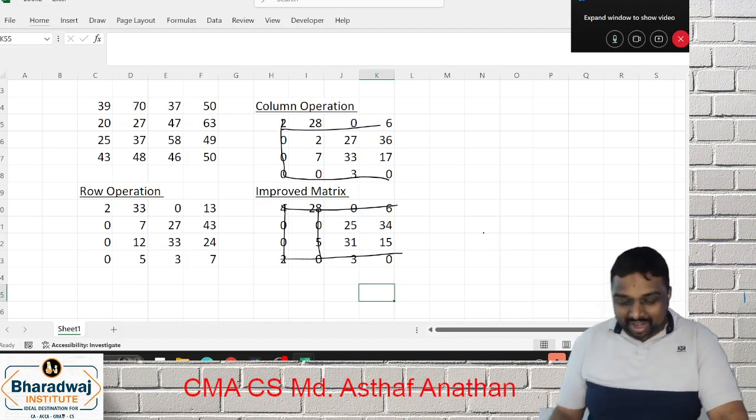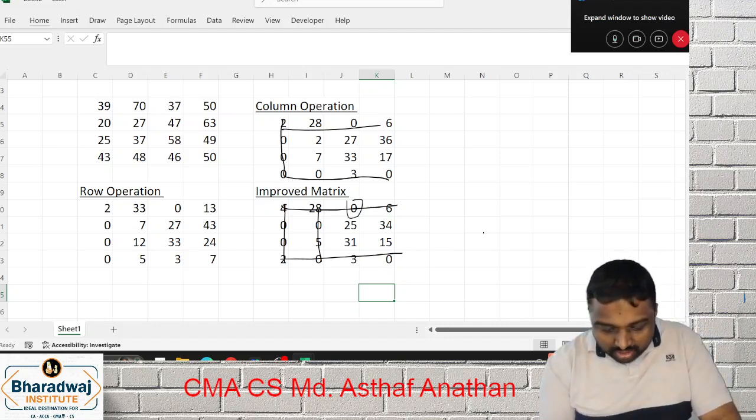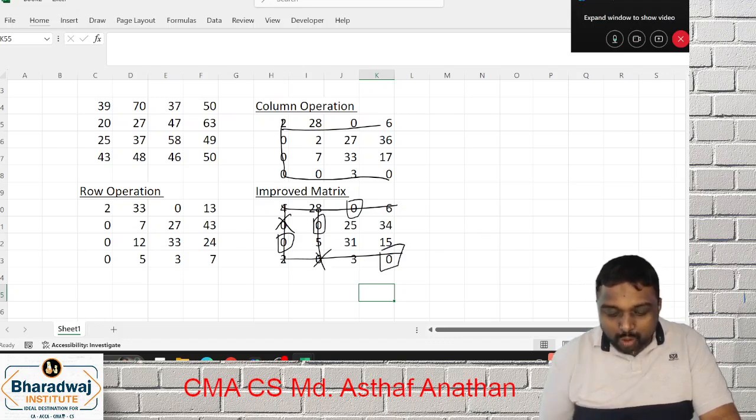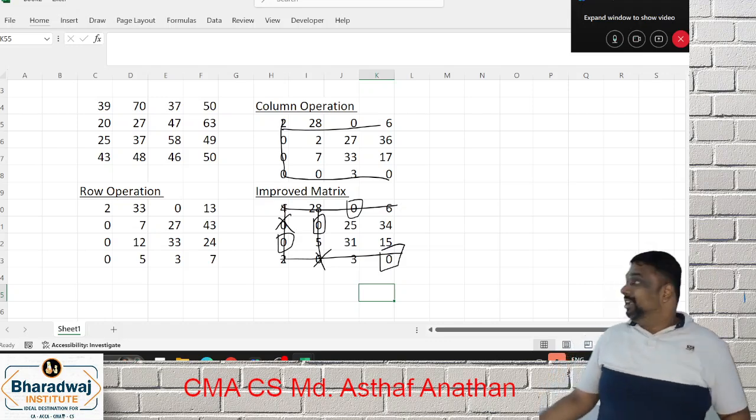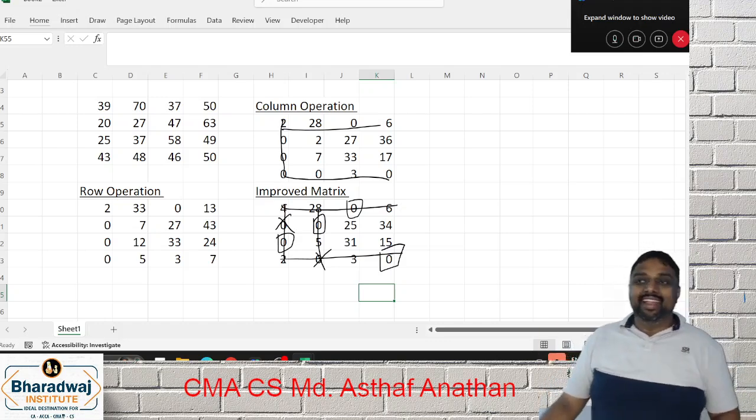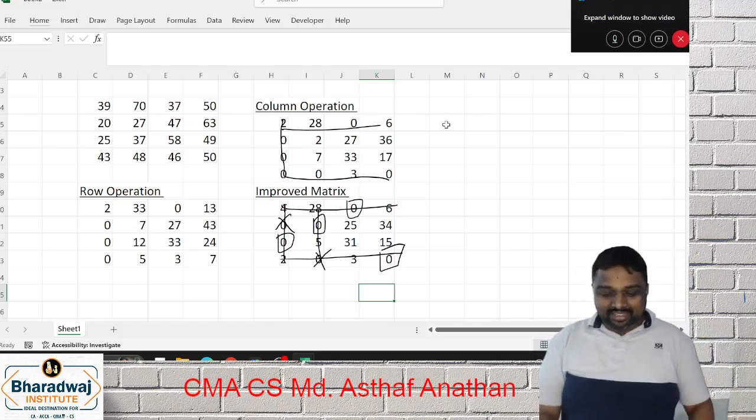Now you have to go for allocation. First one single 0, next one single. Accordingly, this single. However you do, you will get the allocation. Let's see what the answer is.